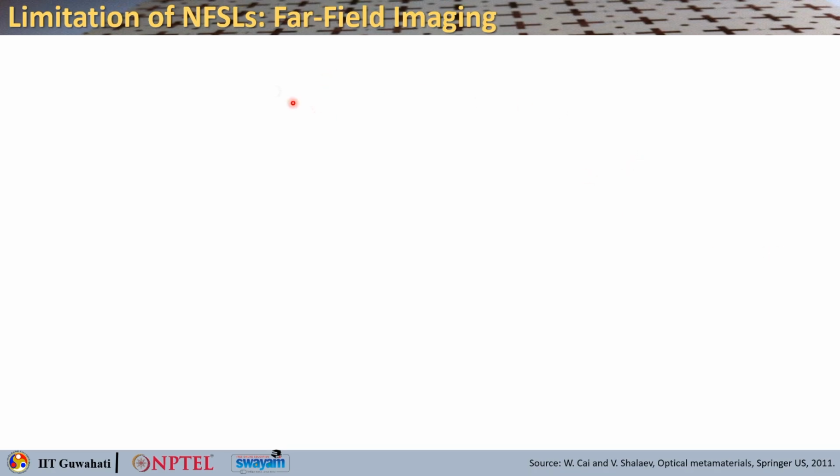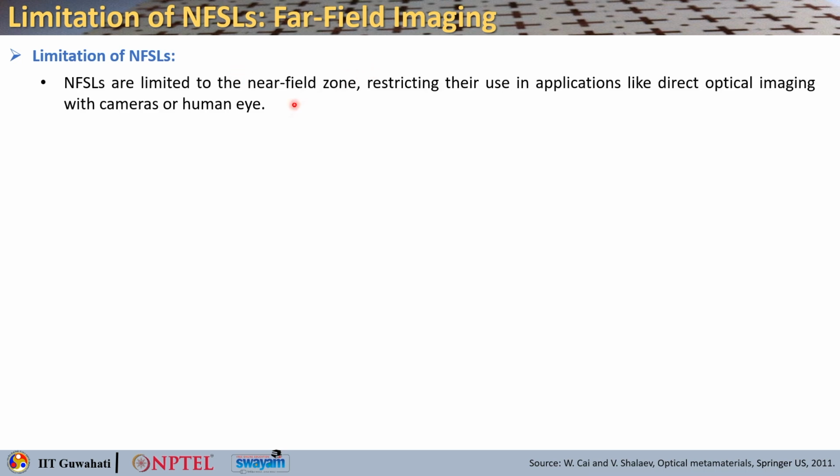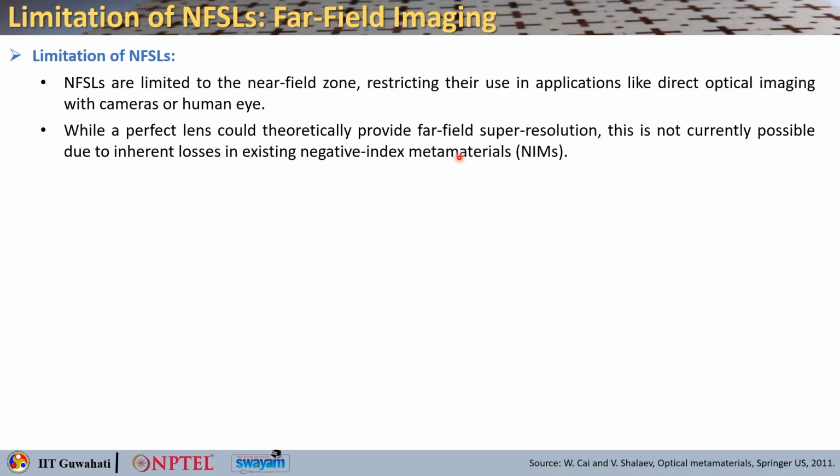Now, what are the limitations of this near field super lens? We can see that they are limited in the field of far field imaging, because in all the applications we have seen till now, the near field super lens, as the name suggests, is limited to the near field zone, basically restricting its use in applications like direct optical imaging with a camera or human eye, which are basically far field imaging.